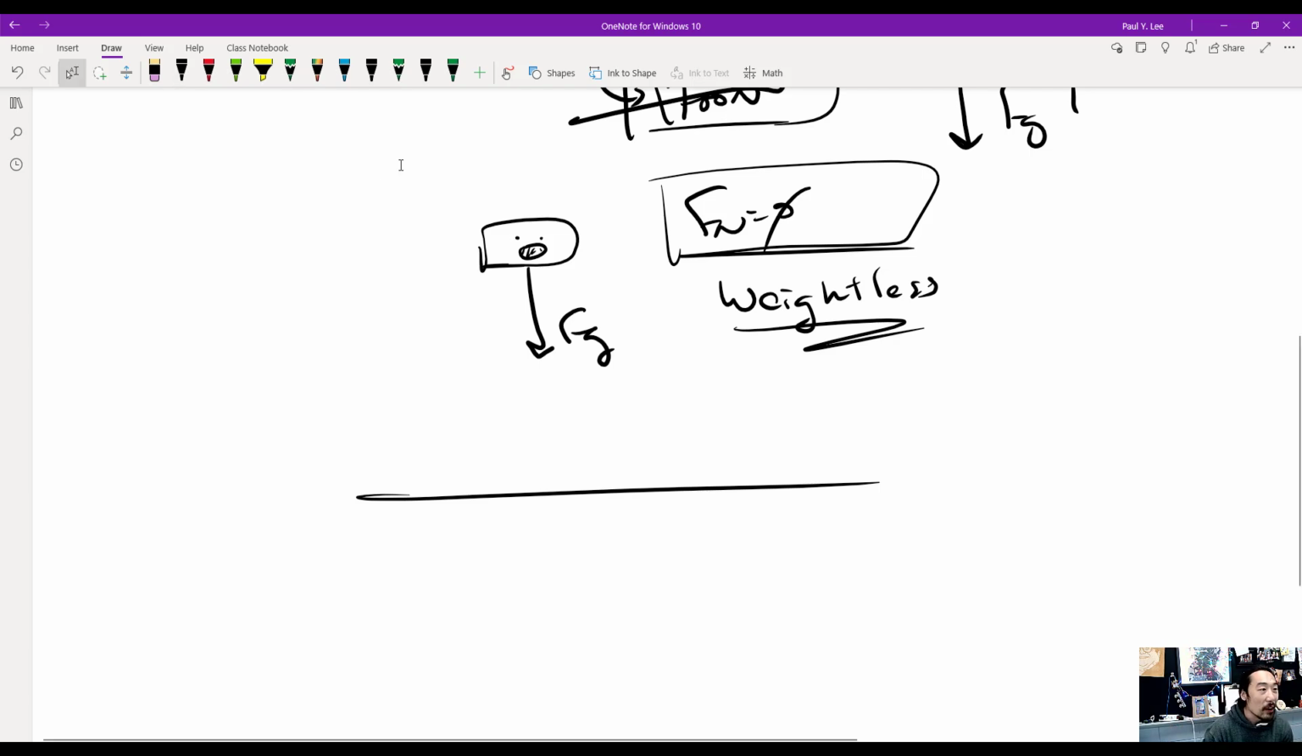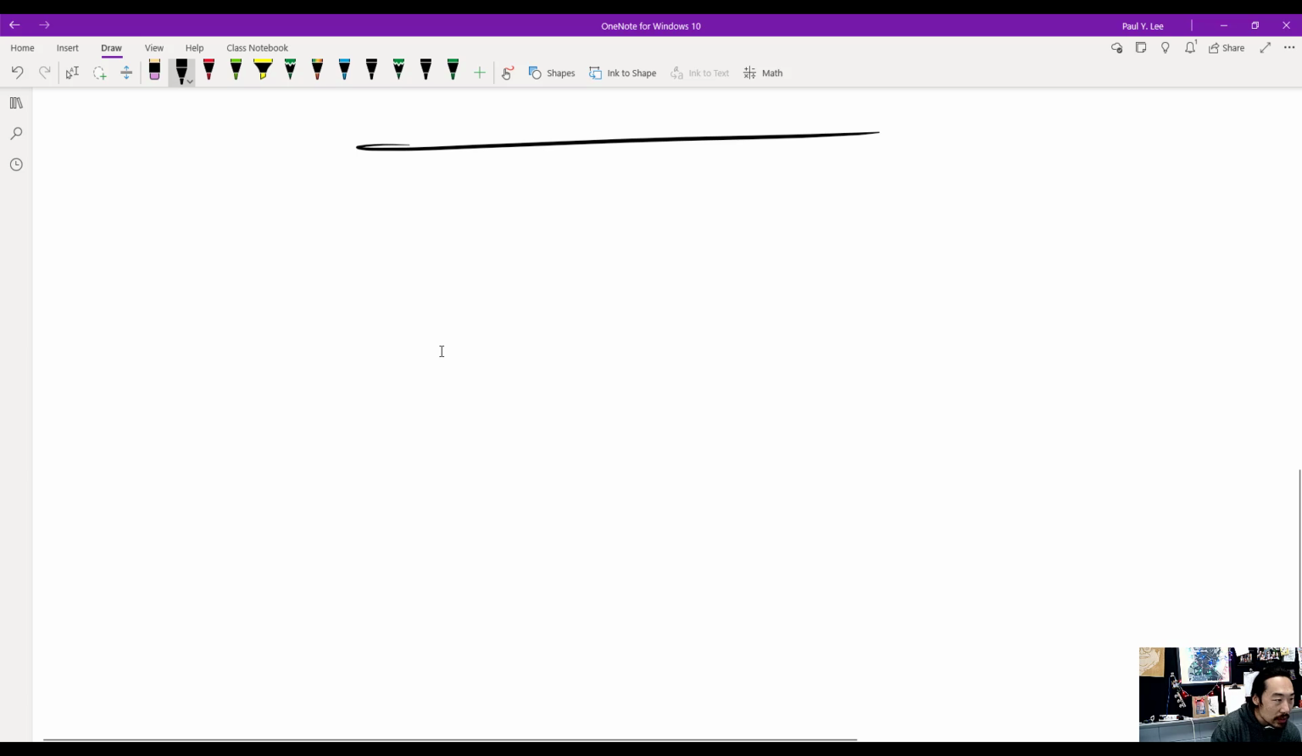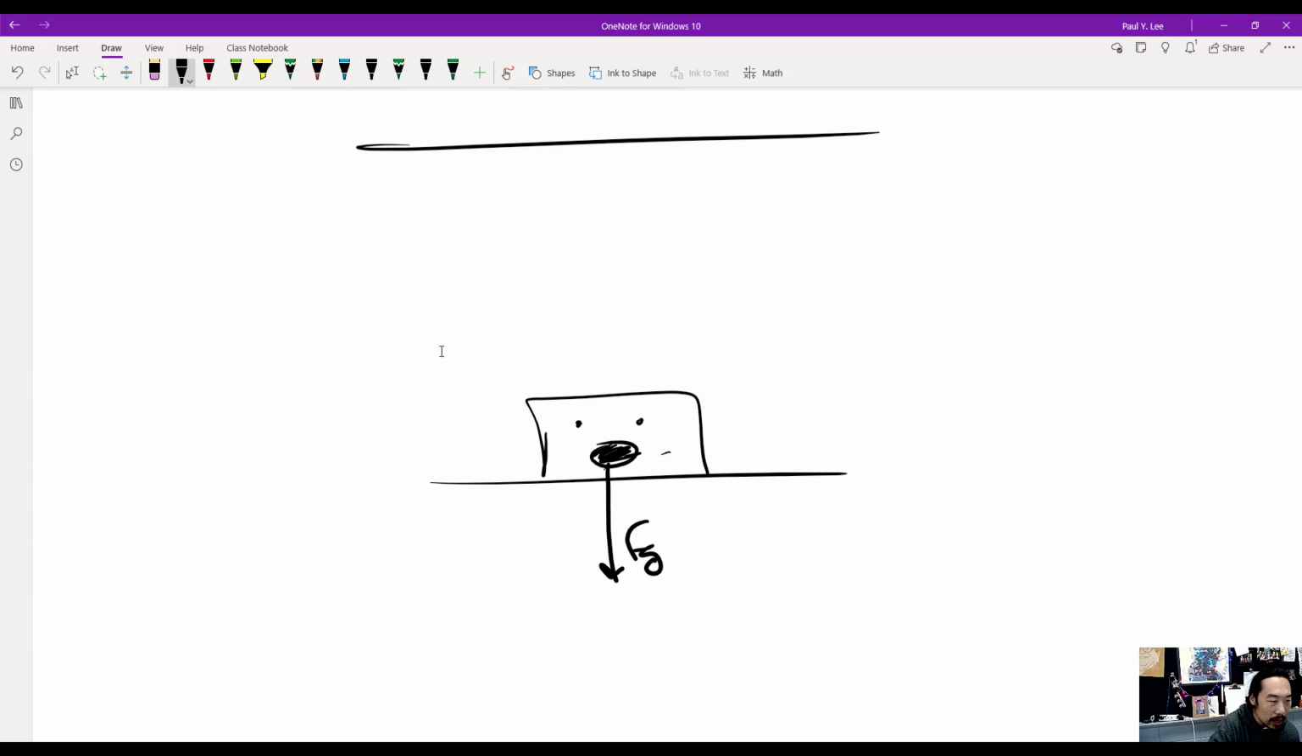Cool stuff. All right, now what about elevators? Let's say you're riding an elevator. You're having a good time, right? You ride the elevator, you push the button, and you're about to go up. So when you're about to go up, let's just draw a free body diagram. So this is your normal, F of g.